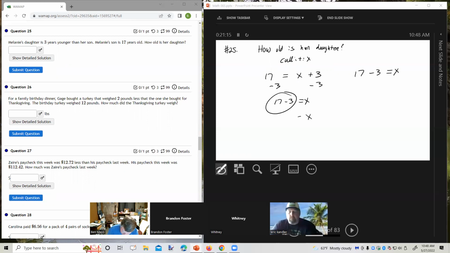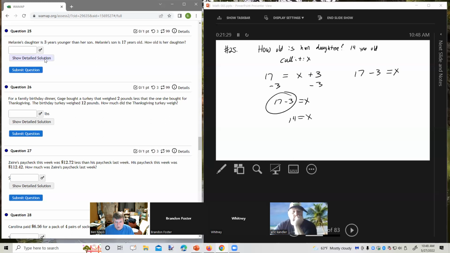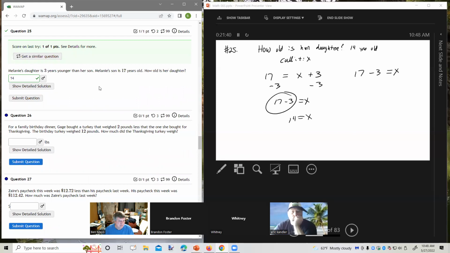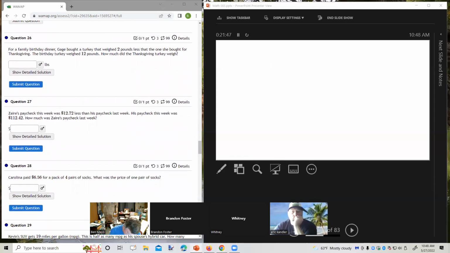In either case, X is what? 14. So 14 years old. I know this one's a little bit tricky the way it's worded. Let's see what they did. Yeah, they did it this way, but again, the way that you approached it is also correct. Okay, now 14, and I guess they don't want units on it, but whatever. Okay. Going on.